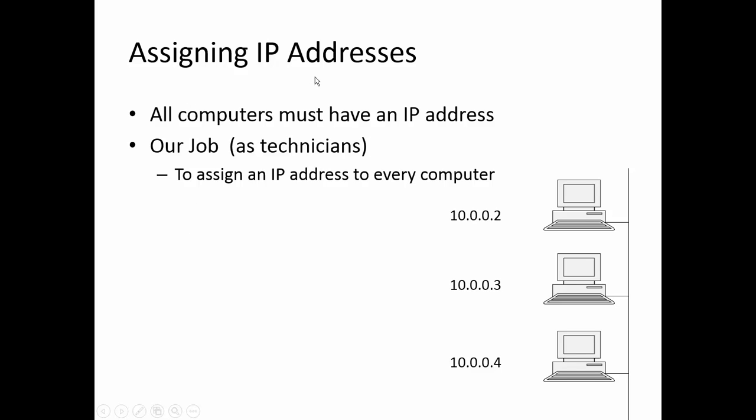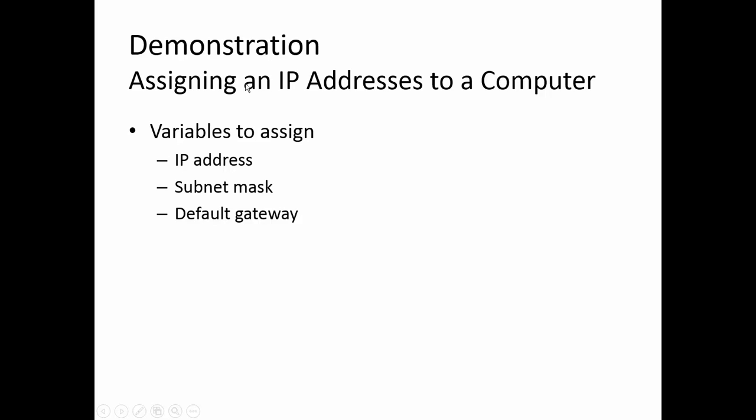Assigning IP addresses. All computers must have an IP address, and our job as network technicians is to make sure every computer has an IP address. So let's do a little demo. Let's assign an IP address to a computer. And when we configure IP on a computer, we have 3 key variables to configure: the IP address, the subnet mask, and the default gateway.